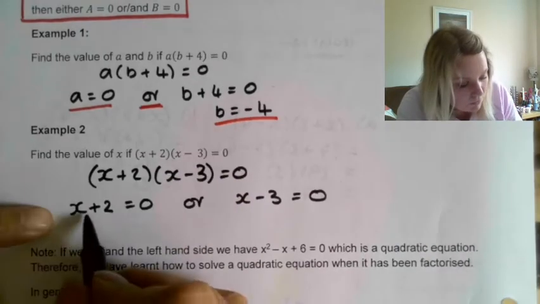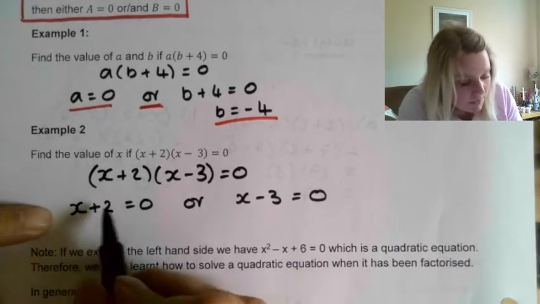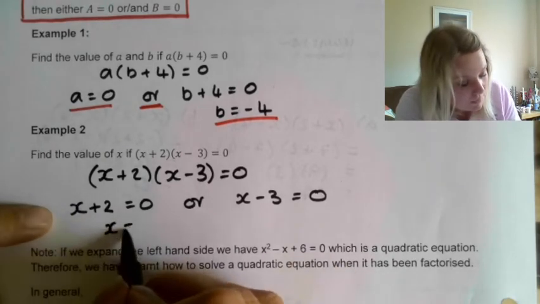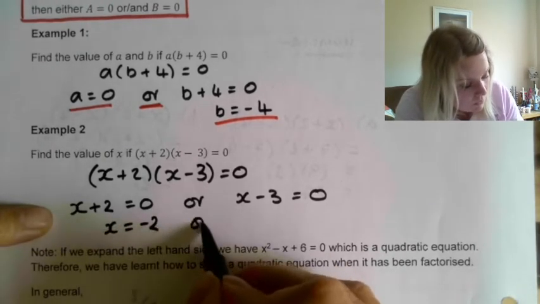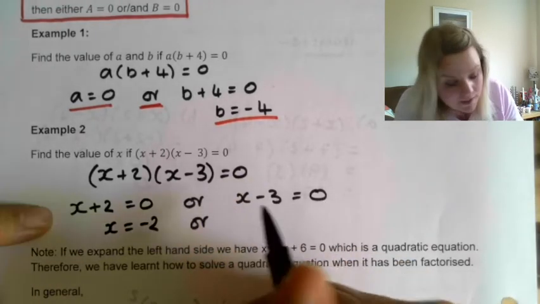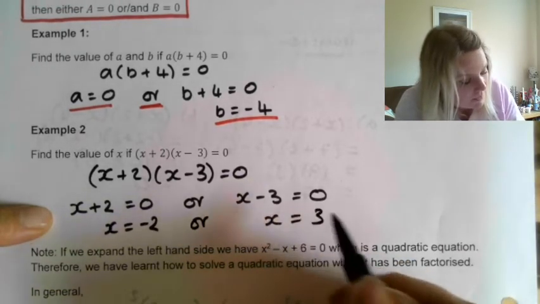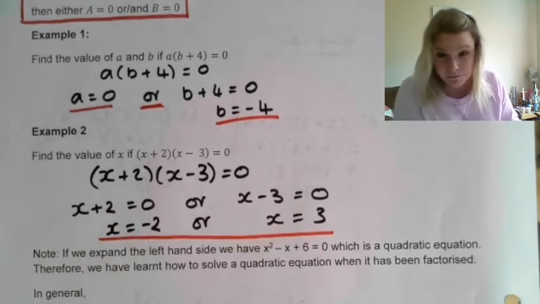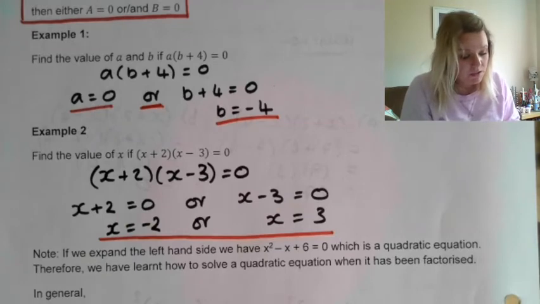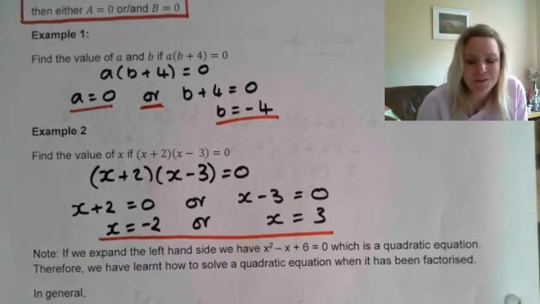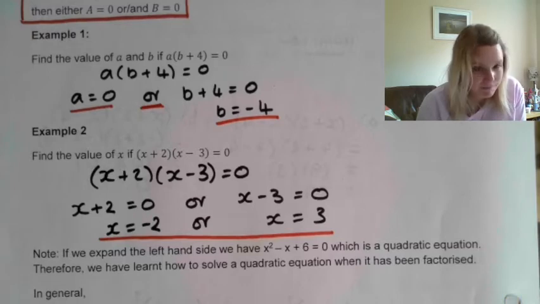Then we would solve both sides of this. If x plus 2 equals 0, take away 2 from both sides and you get x equals minus 2. Or x minus 3 is 0, add 3 to both sides to get x on its own, x equals 3. So that would be our answer to that question: either x equals minus 2 or x equals 3.